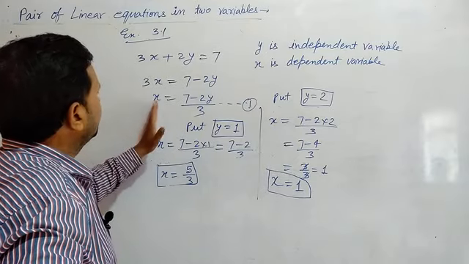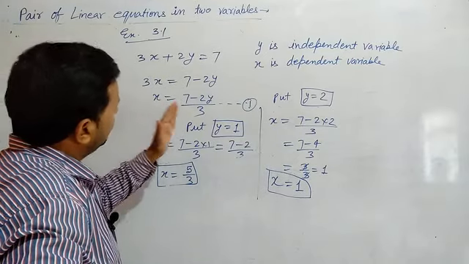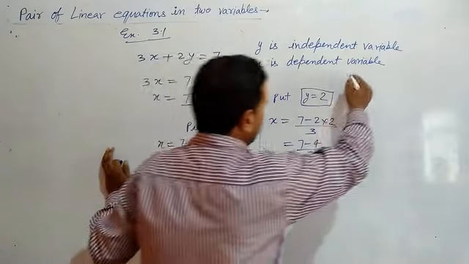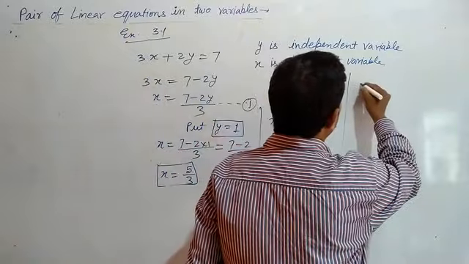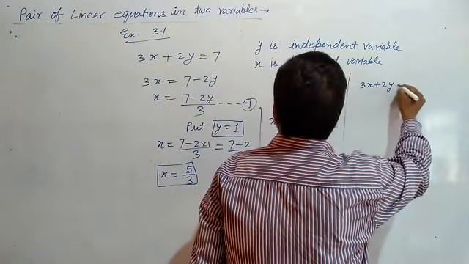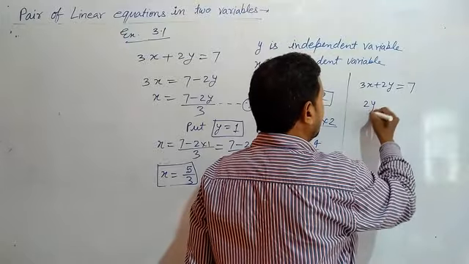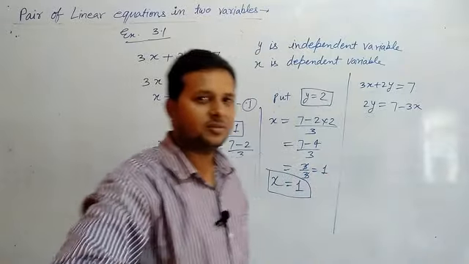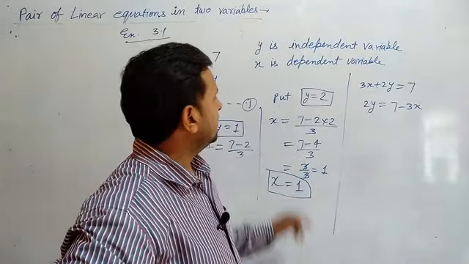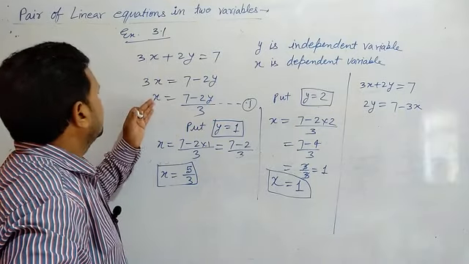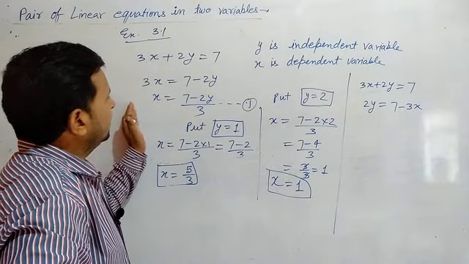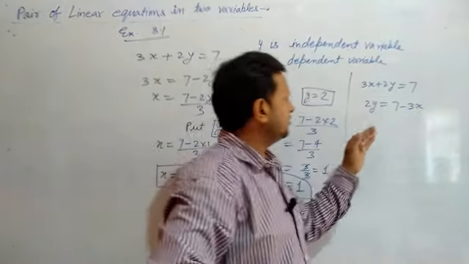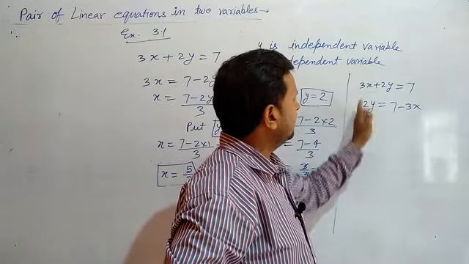First of all, we select which is dependent. You can write it another way also. We have selected 3x here. Suppose 3x plus 2y is equal to 7. You can put 2y is equal to 7 minus 3x. Right? Some students are asking, sir, you have taken x on the left side and the term of y on the right side. So why can we not write y on the left side and x on the right side?